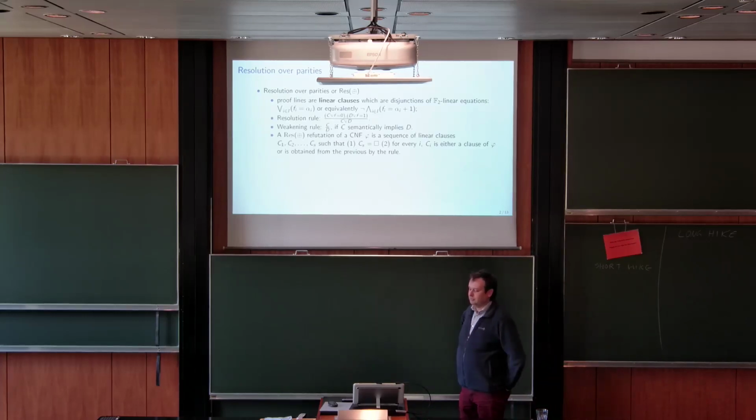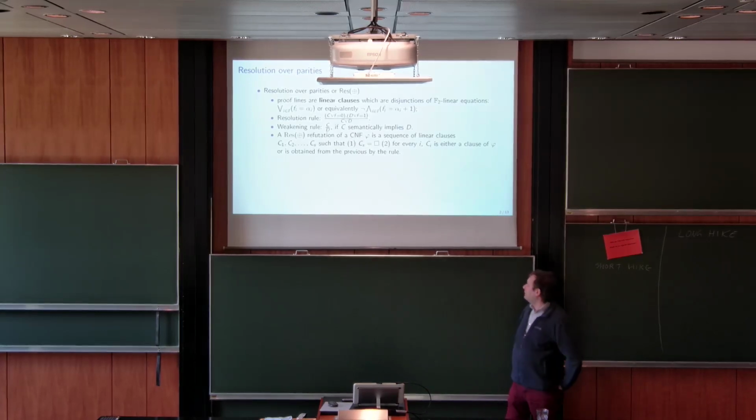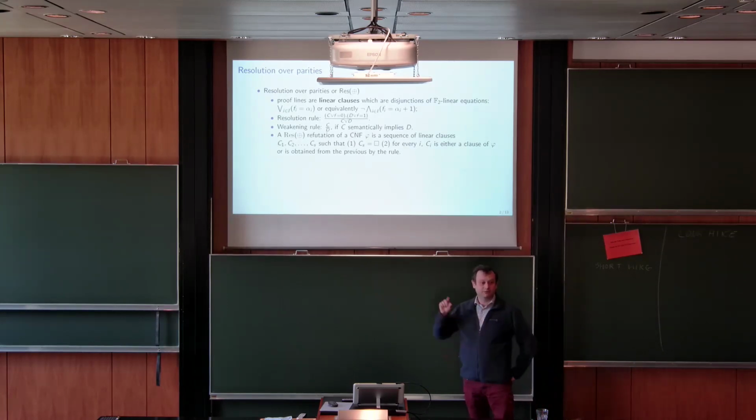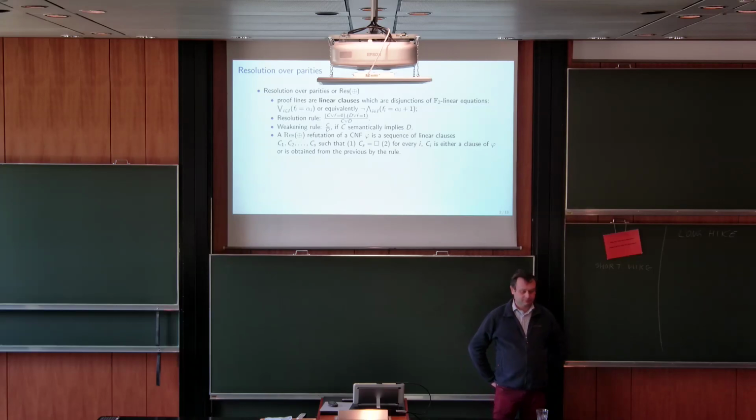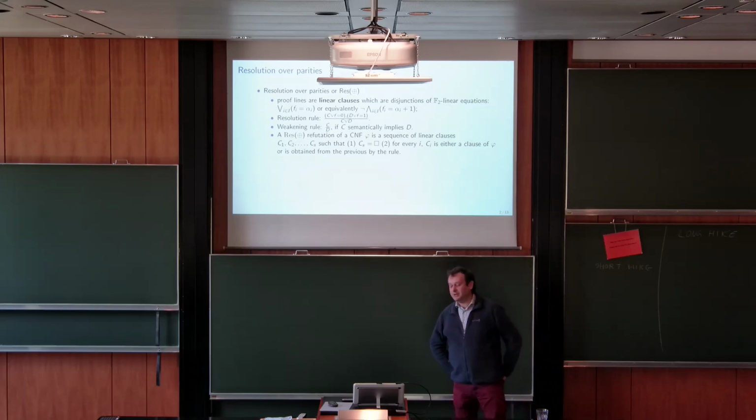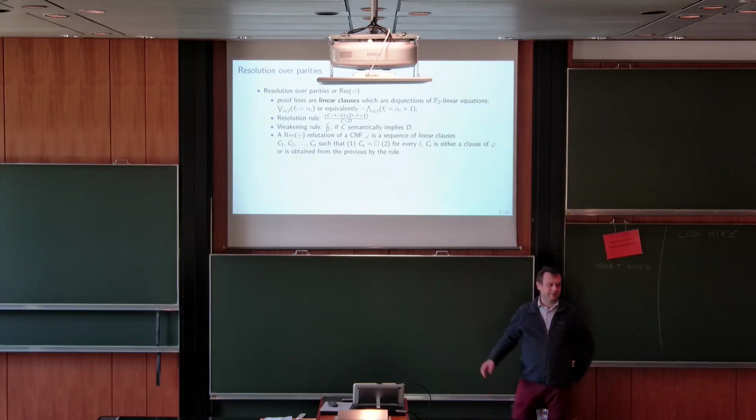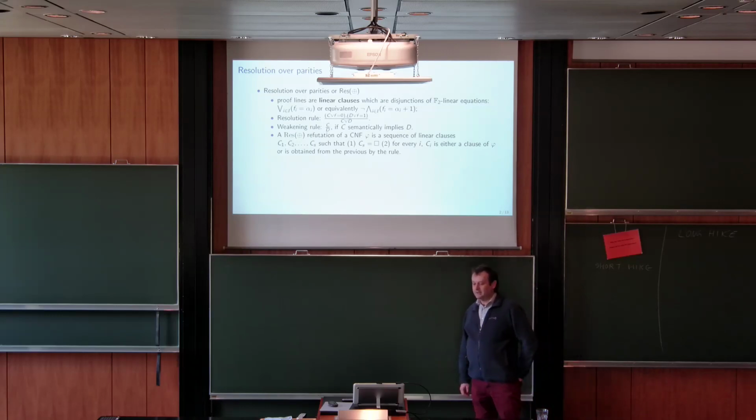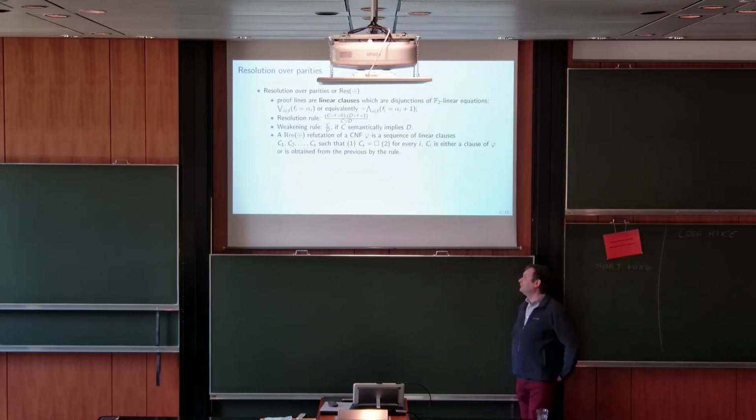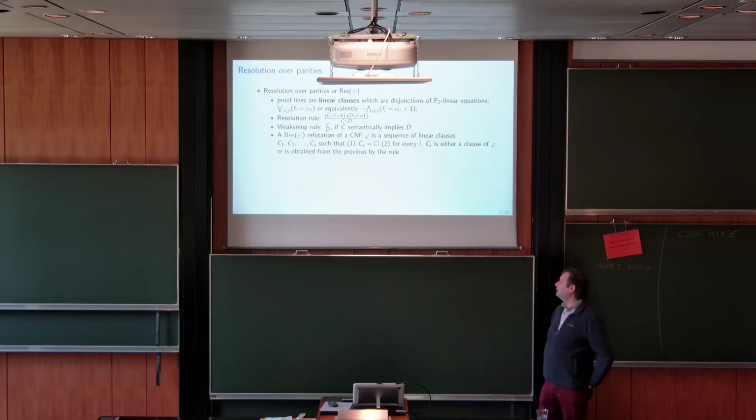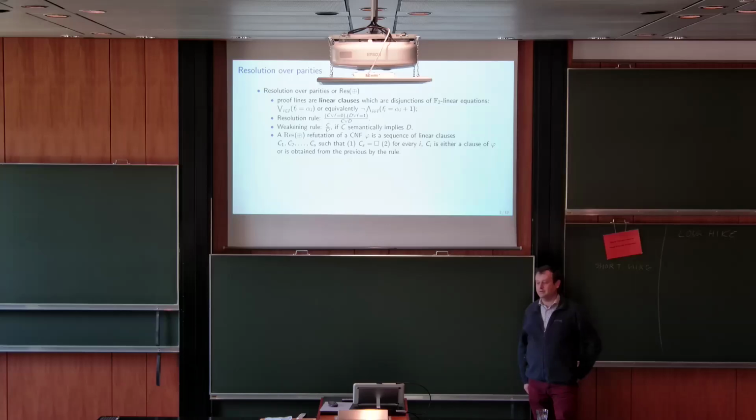If we consider two rules: the resolution rule, we can resolve two linear clauses if we have the same linear form but with different right-hand sides. And the weakening rule, which is a semantic weakening: we can derive anything that follows. A refutation of a CNF formula phi is a sequence of linear clauses such that the last linear clause is the empty clause, and every other is either a clause of the formula or is obtained by the rules.